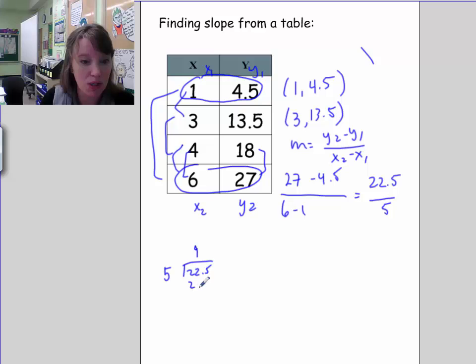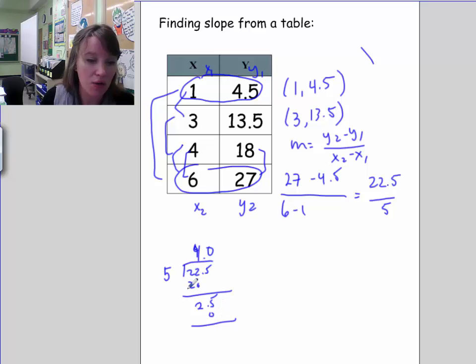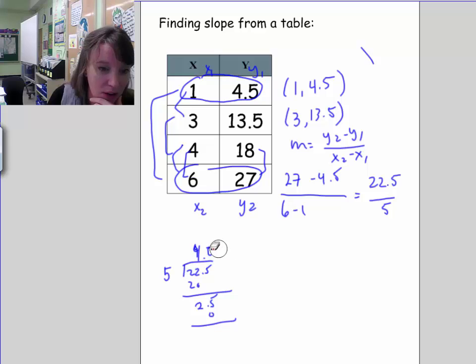5 goes into 22 4 times, so that's 20, leaving 2.5. Oh, actually, sorry. 5 goes into 25 5 times, because I don't have to bring down the decimal. So that's 5 here. So it's 4.5, and that would be 25, and we'd subtract to get 0. So 5 times 5 is 25. So this would be 4.5.